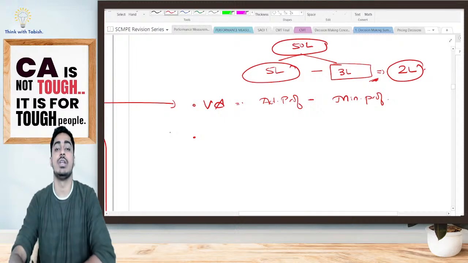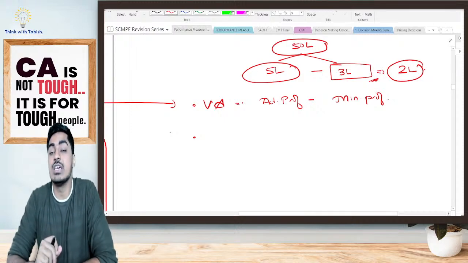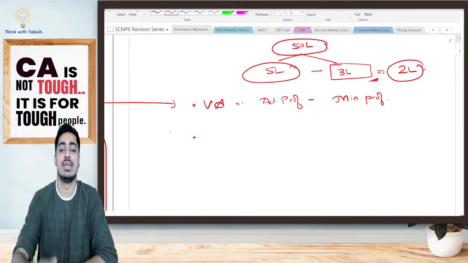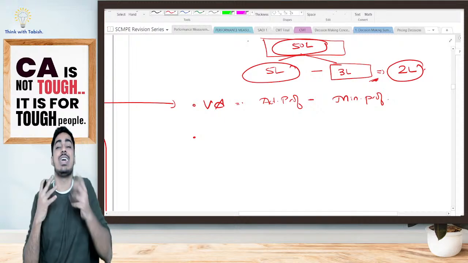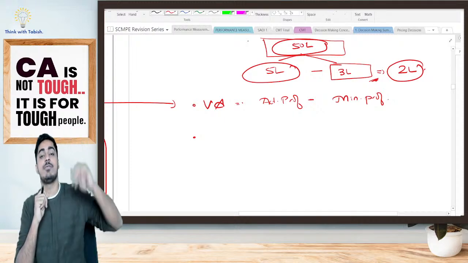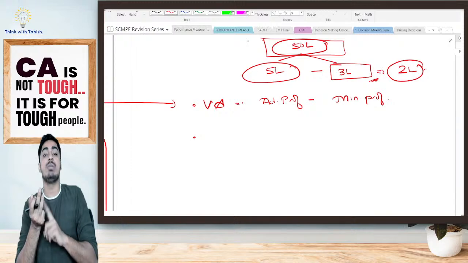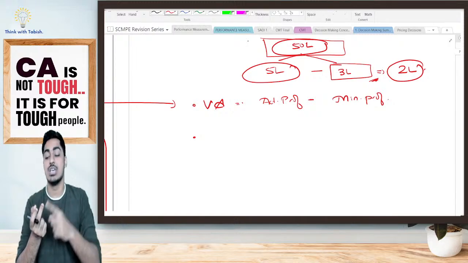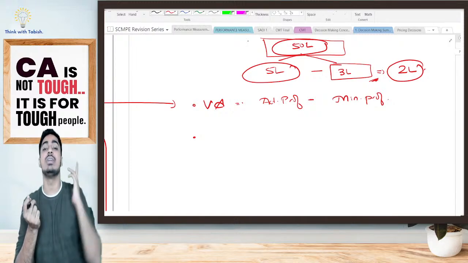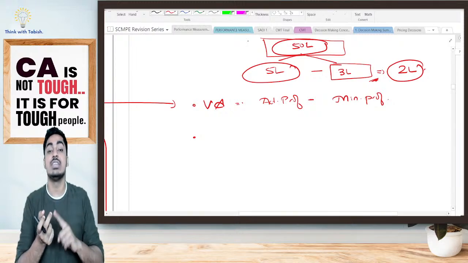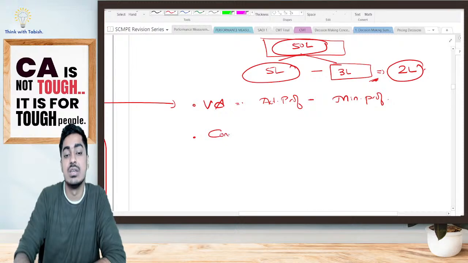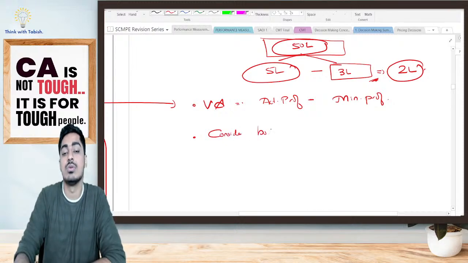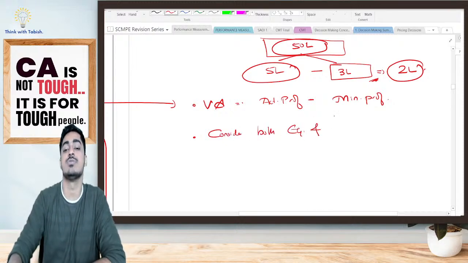Second point. In case of EVA, we should be considering both the holders of funds. Ultimately, to run my business, I've got 50 lakh rupees. From where will I be getting my fund? I can get my fund either from my equity holders or from my debt holders. Both the people are expecting some return. So I should be considering both providers of fund, both equity as well as debt.